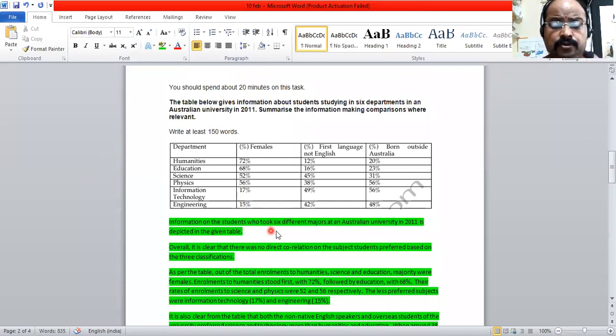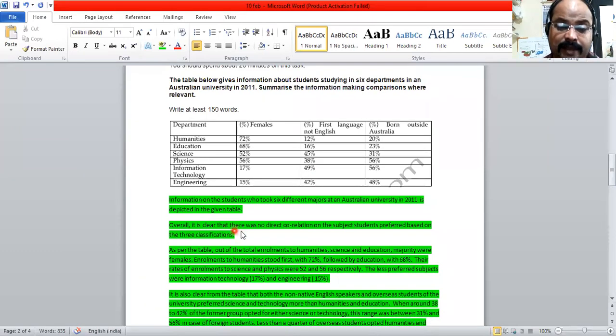Information on the students who took 6 different majors at an Australian university in 2011 is depicted in the given table. So this is what we have seen here. Overall, it is clear that there was no direct correlation on the subject students preferred based on the 3 classifications.